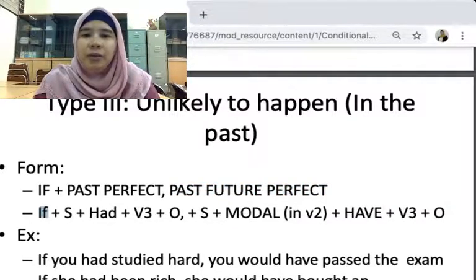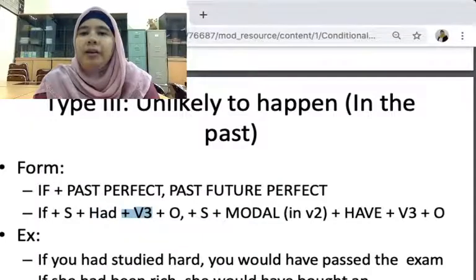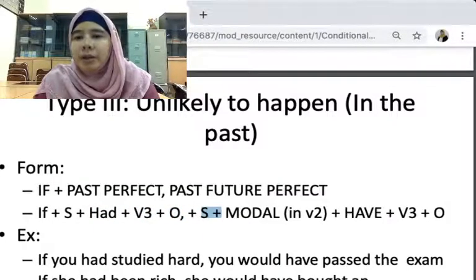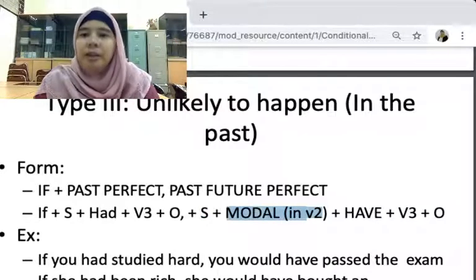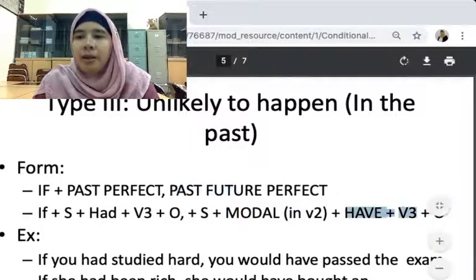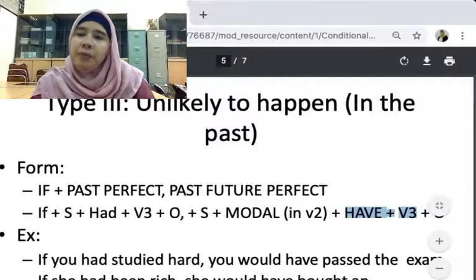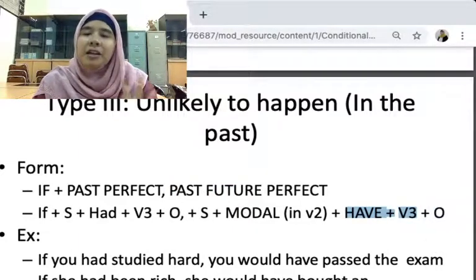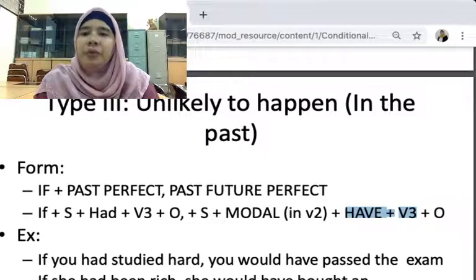You may start with if, kemudian subject, kemudian had. Okay, past perfect always go with the had, and then verb 3, and then object, koma, kemudian ada subject, modal masih in the form of verb 2 karena dia past future. Kemudian have, kemudian verb 3. Kenapa di sini ada have before verb 3? Because this is the representative of the perfect.